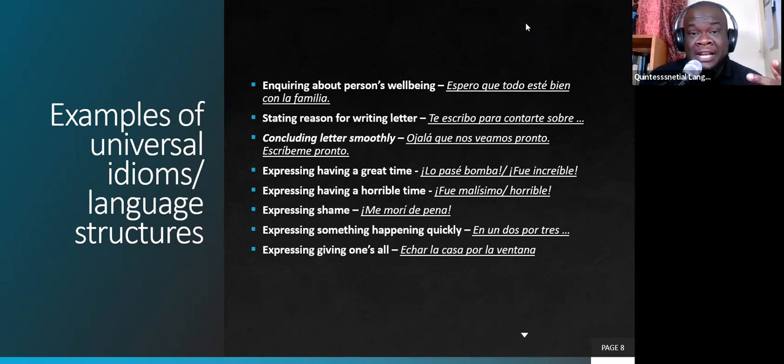Expressing having a great time. You need to write a letter about a sports day. You need to write a letter about a travel experience. You need to write a letter about a field trip. You need to write a letter about something that was a good experience. Lo pasé bomba. That can be used for any good experience. I had a great time. I had a blast. Fue increíble. It was incredible.